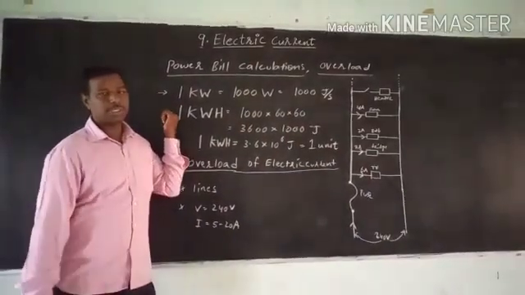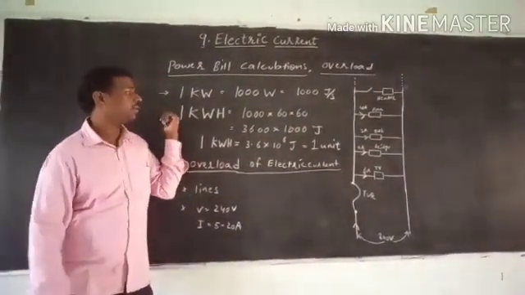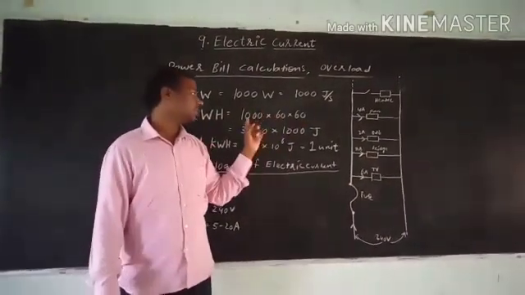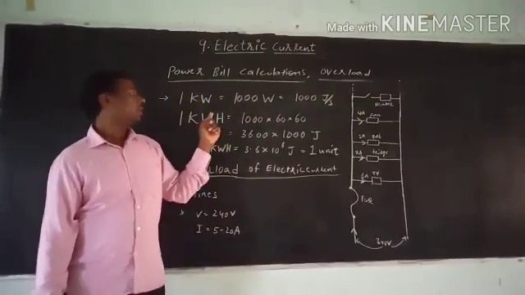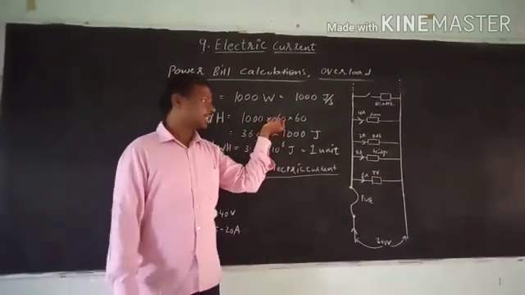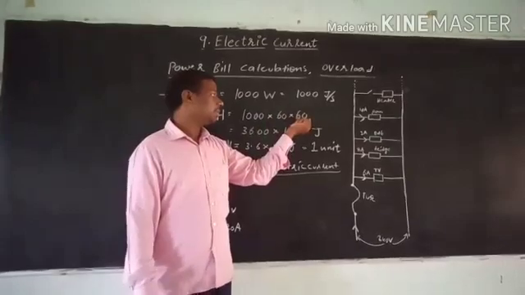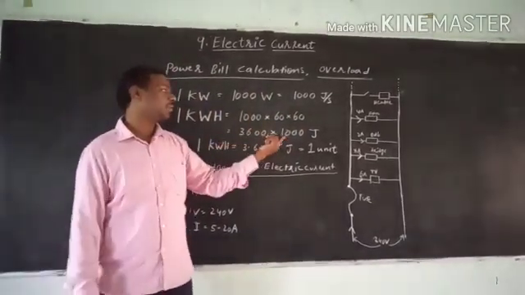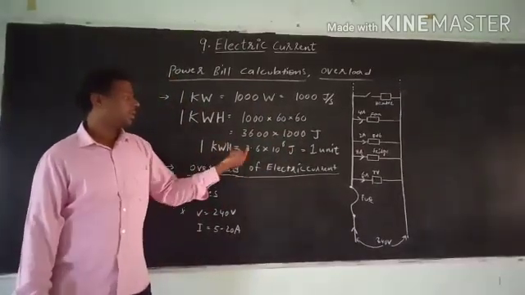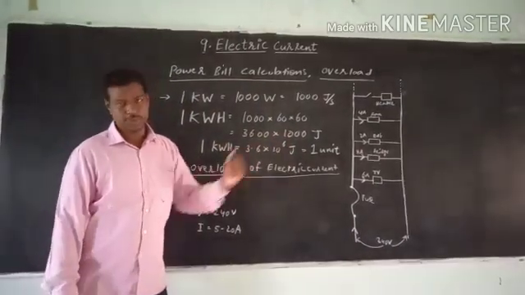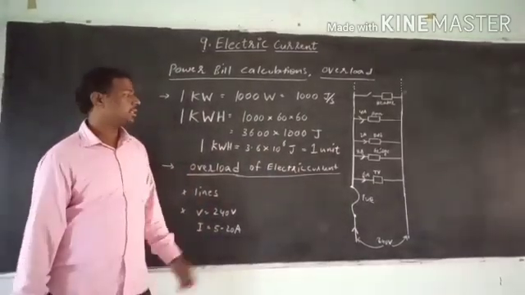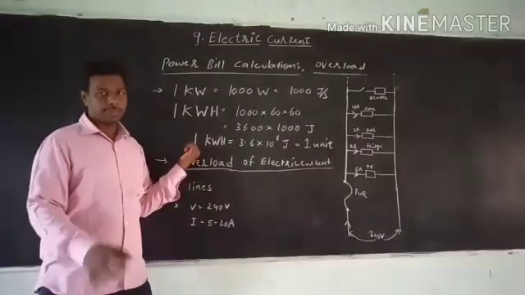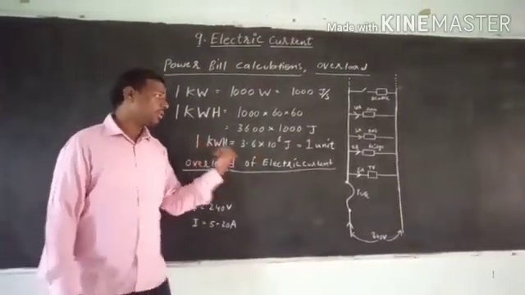Generally in our household purposes, we use a word called unit, 1 unit of current. So 1 kilowatt hour is 1000 watt into 1 hour, which contains 60 minutes, and each minute is equal to 60 seconds. By multiplying all of them, we get 3.6 into 10 to the power of 6 joules. So if any electrical appliance uses this much amount of energy, then we can say that it is equal to 1 unit.